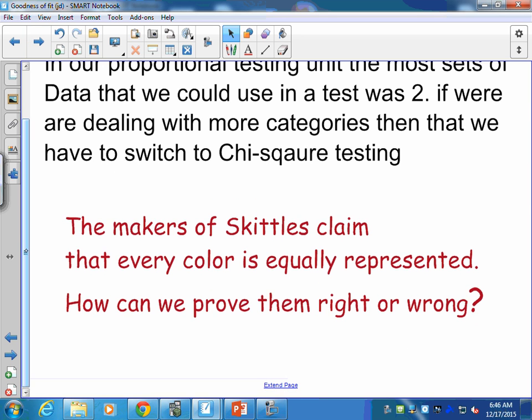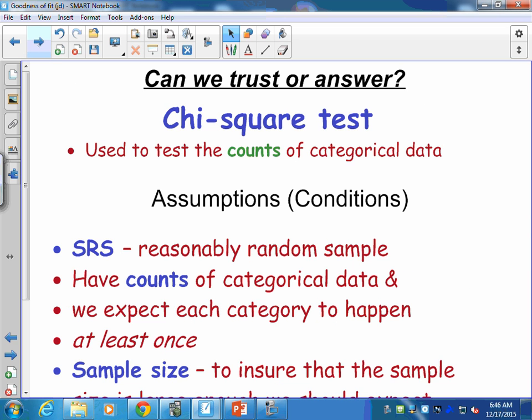So our question for today: do the makers of Skittles claim that every color is equally represented? Okay, we're going to try to prove them right or wrong based on our statistics. Like all of our other situations, the first question we have to answer is, can we trust our answer?